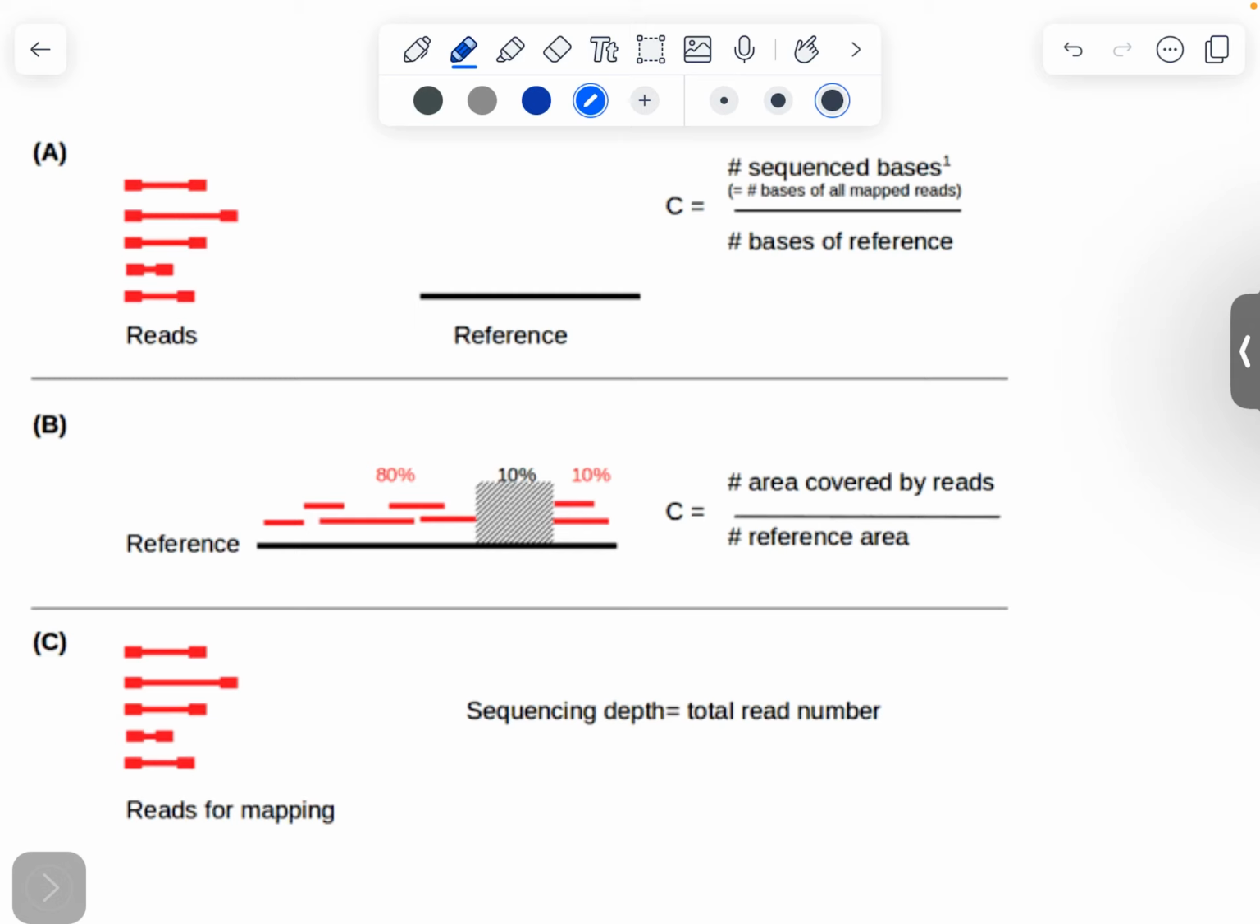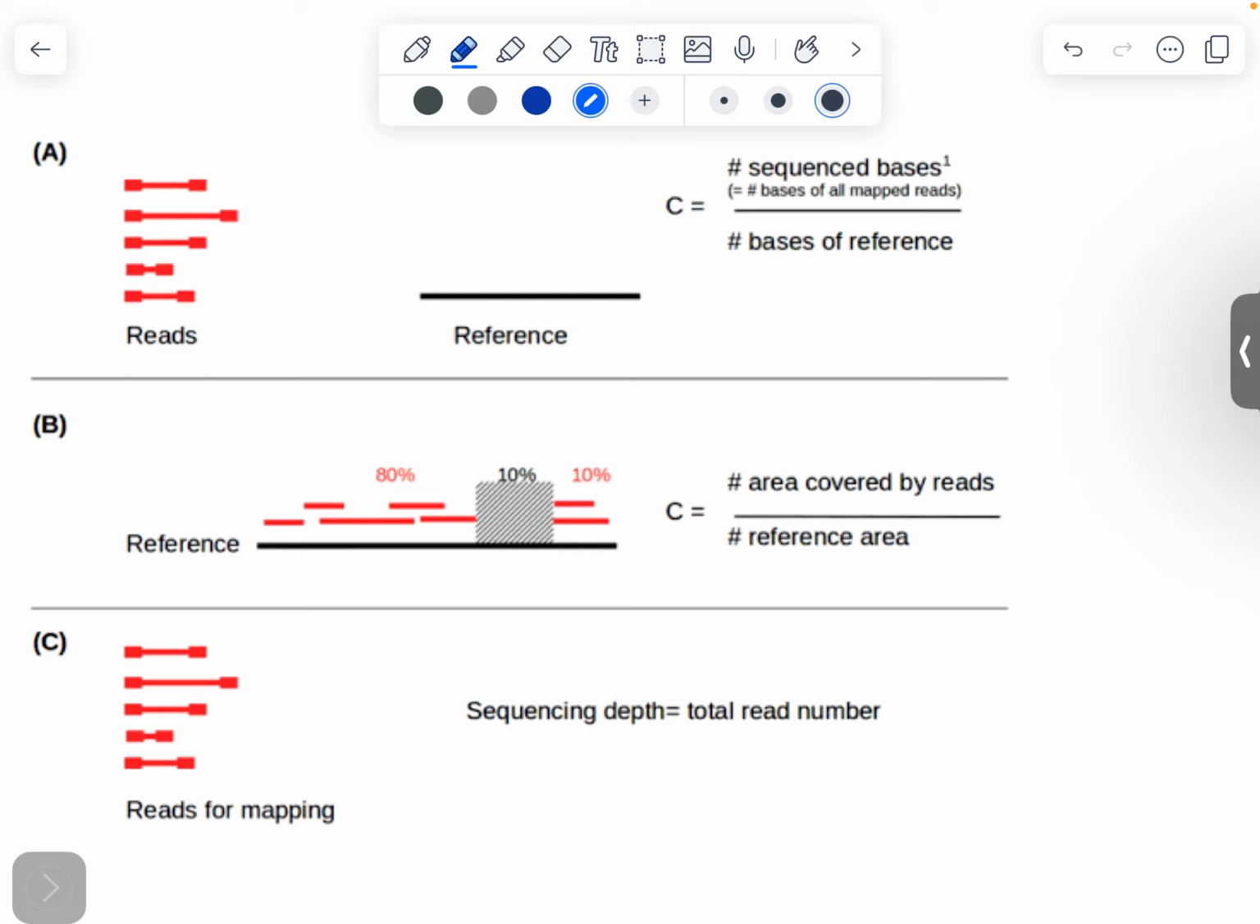And because the reads are not similar in length, we could see a difference of depth within the same covered area. That means in the same coverage area, you could see differences in depth. Okay, that is very important.